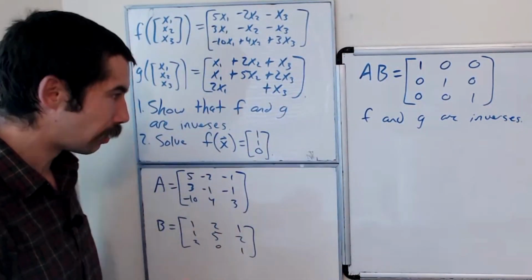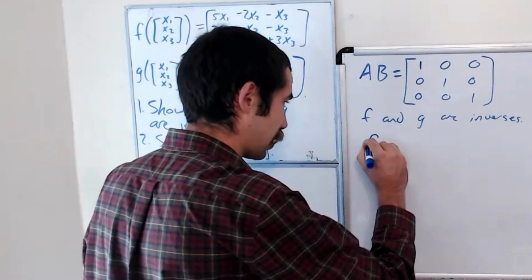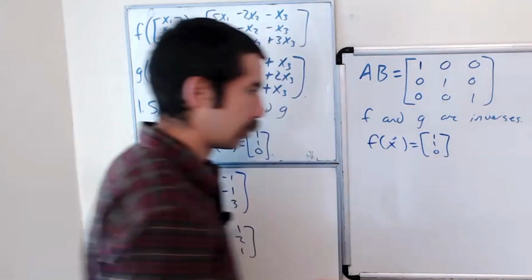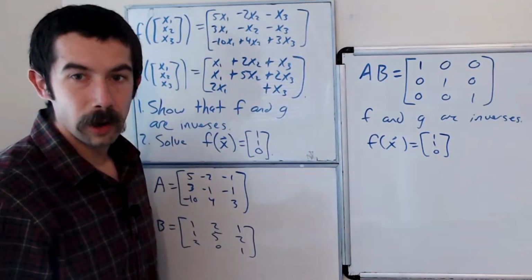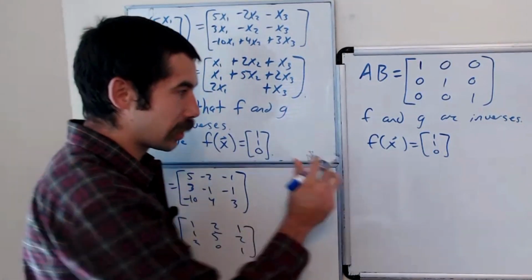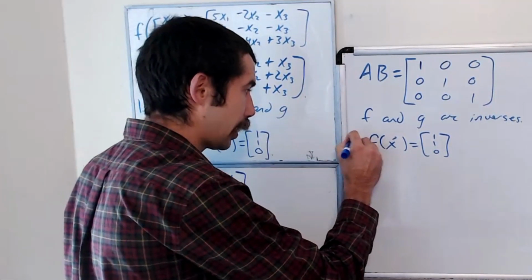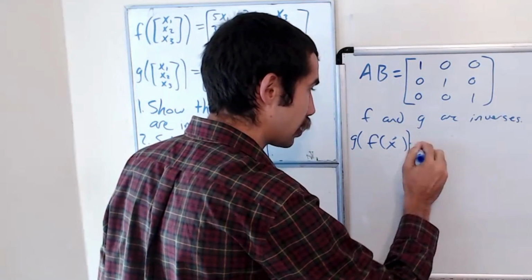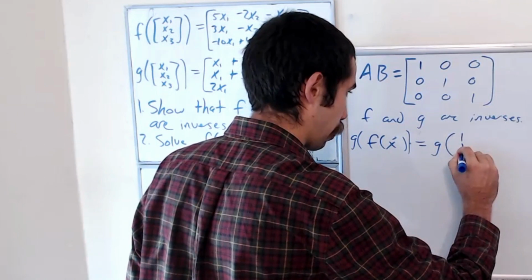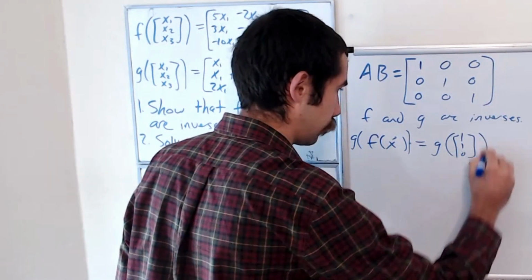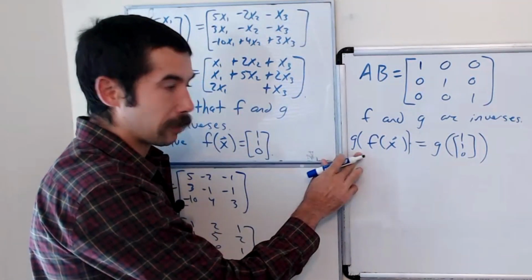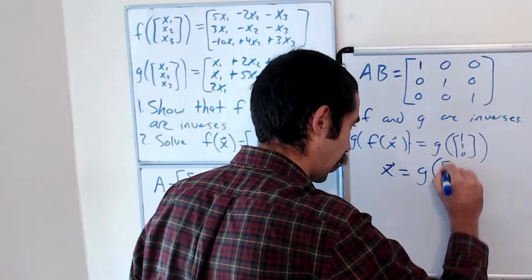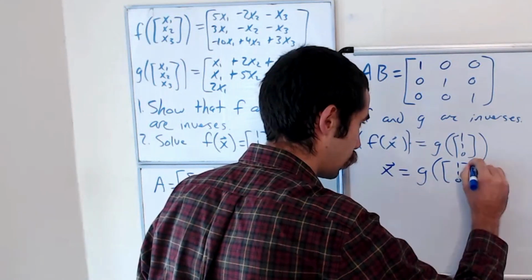Okay, and now we want to solve f of x equals the vector (1, 1, 0). Well, the way we could get x by itself is just applying g to both sides, right? And f and g are inverses, so g composed with f just gives us x. So x is equal to g of the vector (1, 1, 0).